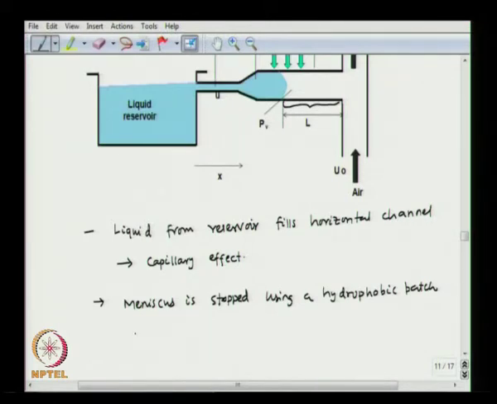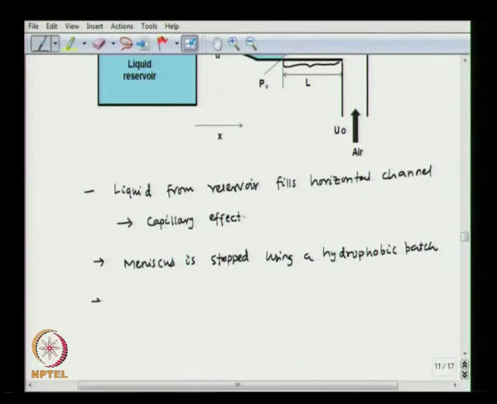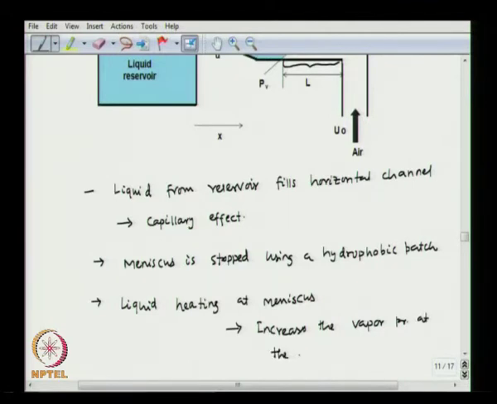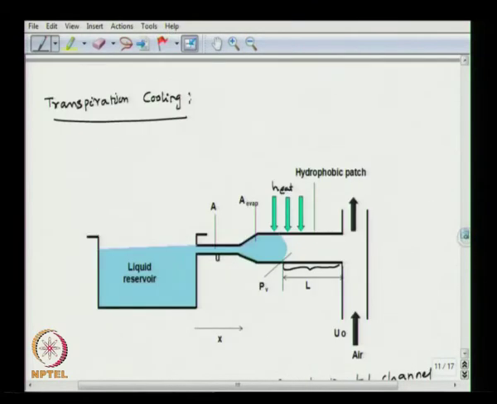So, we are heating the meniscus. The liquid heating is done at the meniscus, and this increases the vapor pressure at the interface.